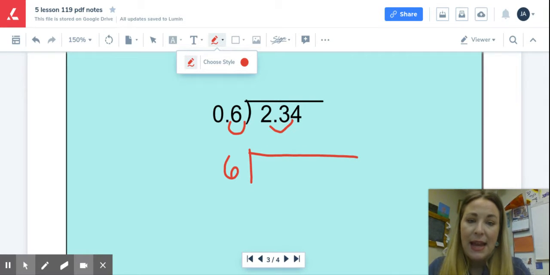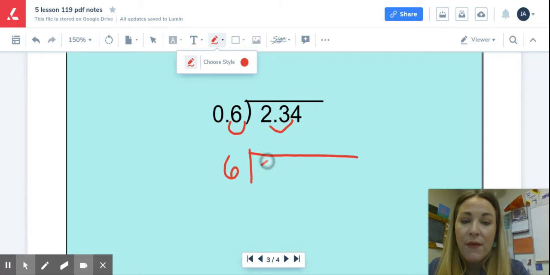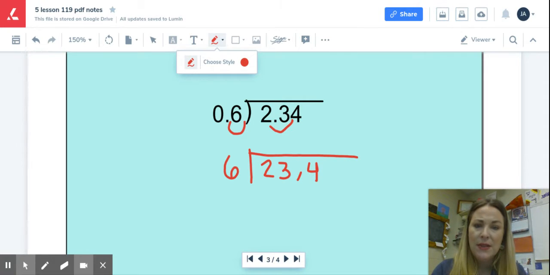Here's my box, and now I have moved my decimal over 1. It's no longer 2 and 34 hundredths. Now we have 23 and 4 tenths. Do you see how that decimal moved one space?